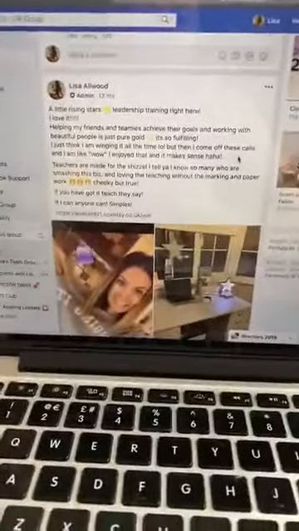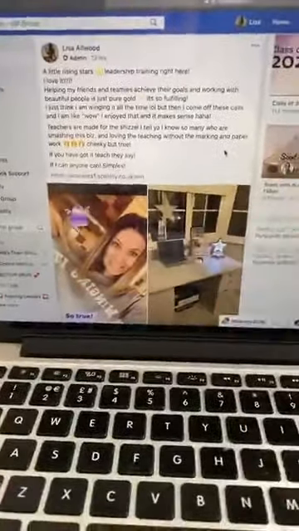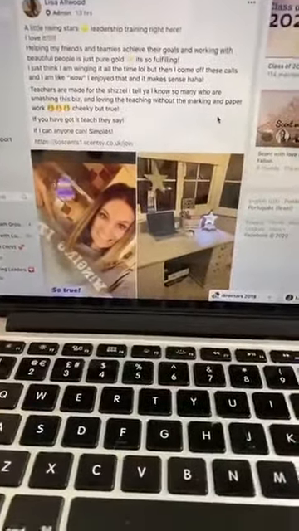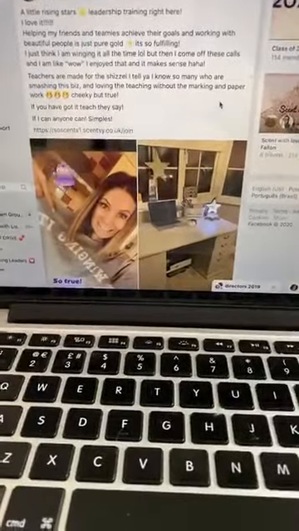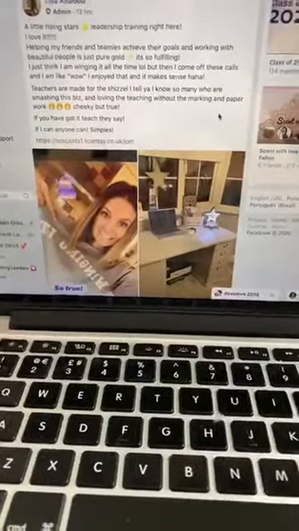Hold on, bear with me. She says, I was all organised and I was just saying to Tam how excited I was. So this was last night. I did a little bit of training and this was the post that I created. It says, a little Rising Stars leadership training right here, so talking about like in my bedroom, that's where I am right now. Helping my friends and teammates achieve their goals and working with beautiful people is just pure gold. It's so fulfilling.